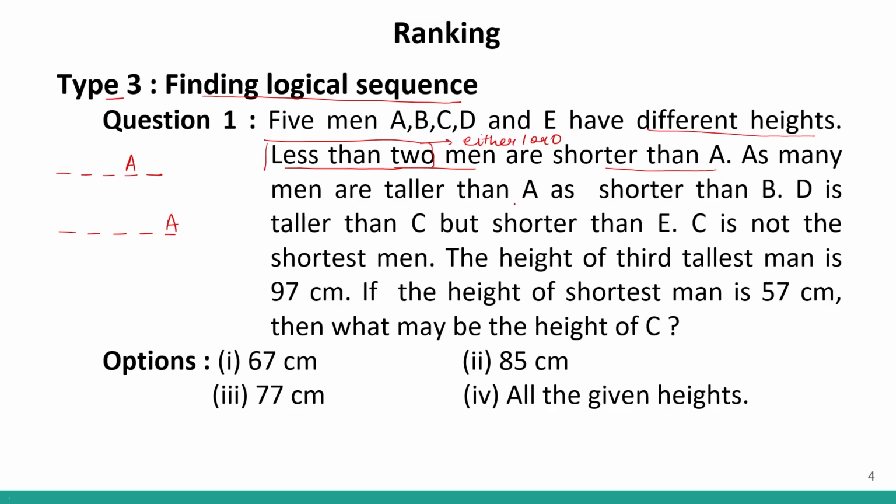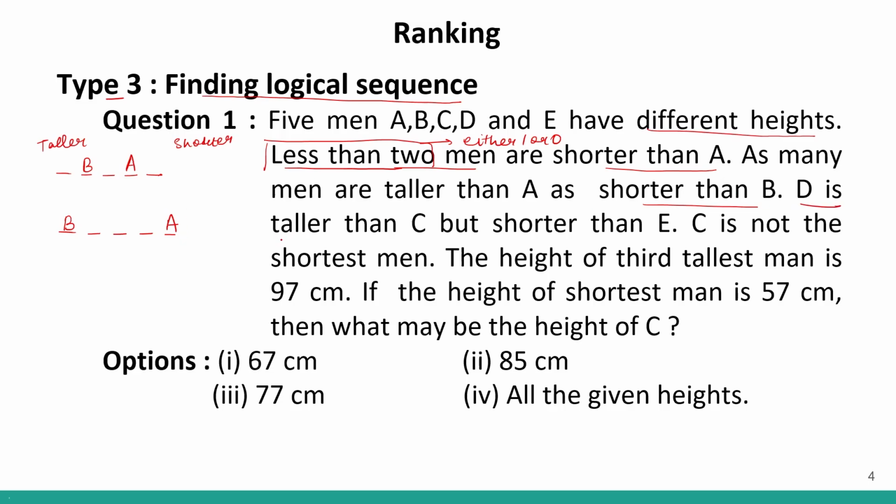As many men are taller than A as shorter than B. So B will be either here or here. Correct? This is the taller side and this is the shorter side. So as many men are taller than A as shorter than B. So 2 possibilities we are taking.